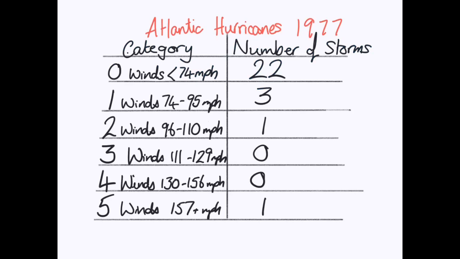Frequency table. So this time we've got hurricanes from 1977 in the same area. This is what data looks like first, generally before we've put it into a chart or a graph, but we can just leave it like this and present it like this. It's nice and clear, it's easy to read. I think it's often better when, like this, you haven't got too many rows of data.